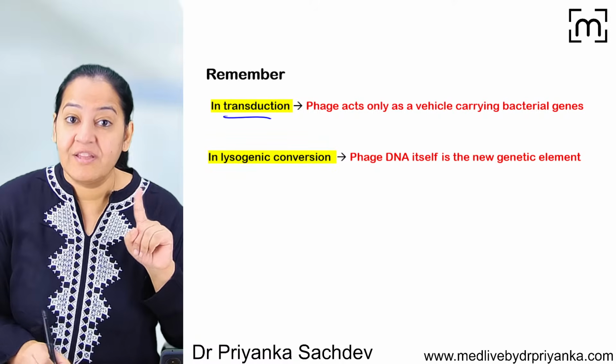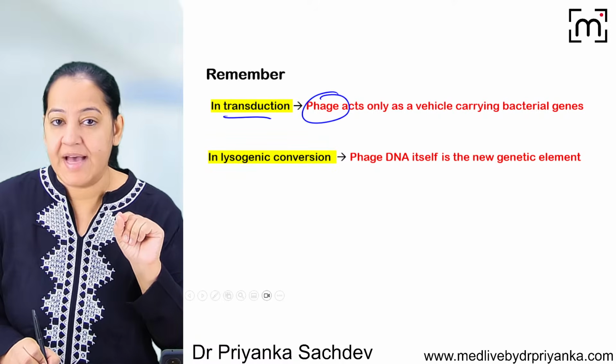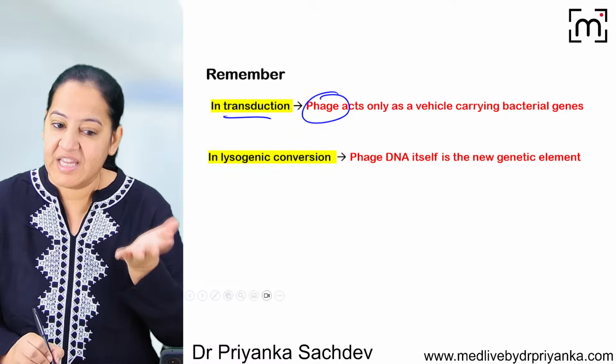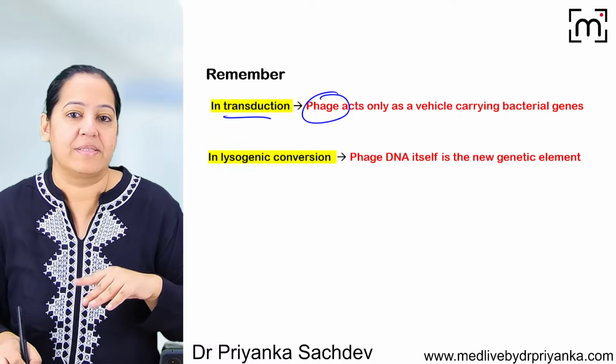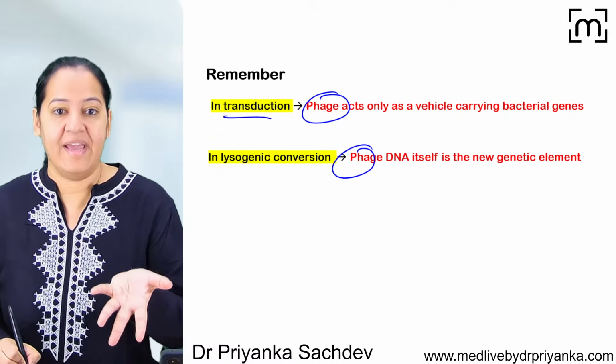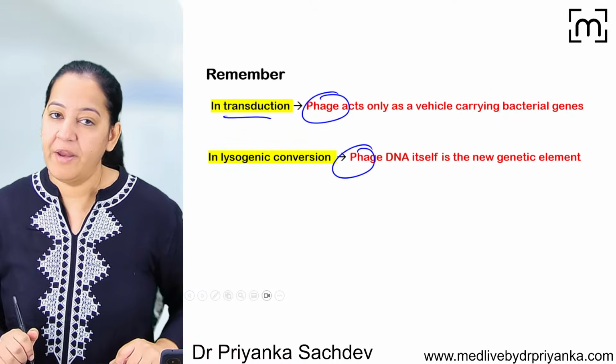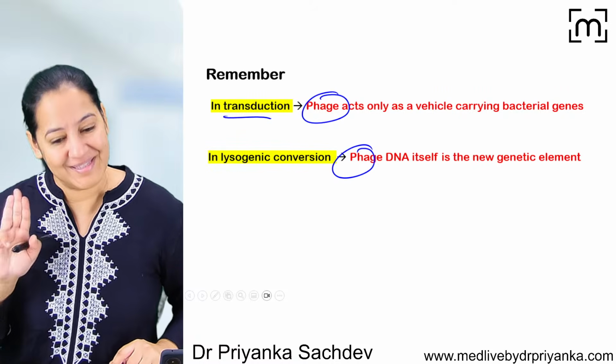So in transduction, the phage is acting as a Swiggy, as a Zomato. It is doing pick and drop service, taking the parcel from one place and giving it to another place. But here the phage is giving its own DNA to integrate. How many of you got it? This is the third method.